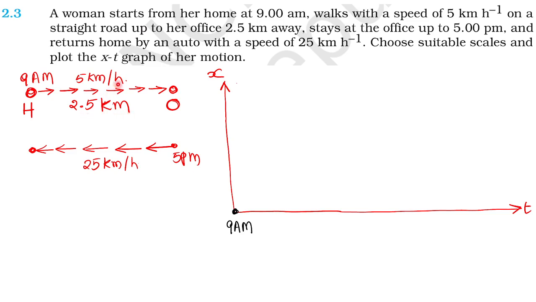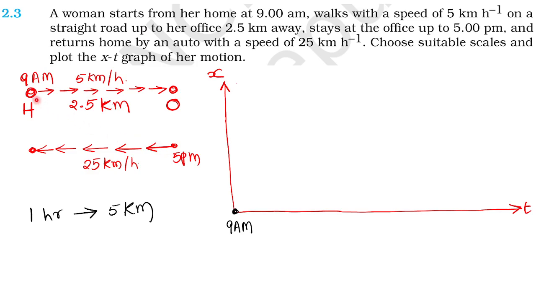Look here. In 1 hour she can travel 5 km. 5 km per hour, what is the meaning of that? In 1 hour she is able to travel 5 kilometers. Let me write here. In 1 hour, she is able to travel 5 kilometers. That is the meaning of 5 kilometers per hour.